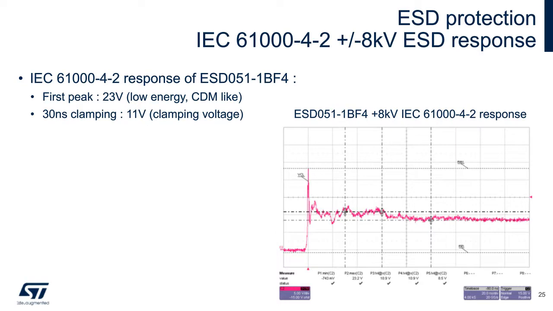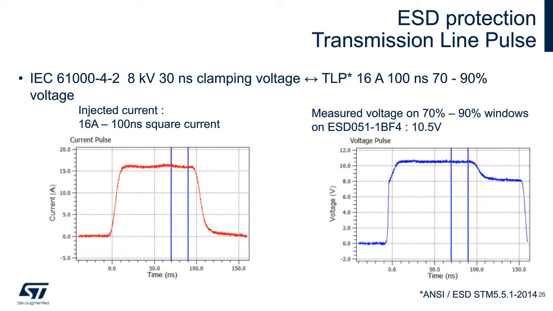To perform ESD analysis, transmission line pulse is used. A square current pulse of 100 nanoseconds is injected into the protection. The remaining voltage is then measured between 70% and 90% of the incident pulse duration. For ESD 051 1BF4 with 16 amps incident current, the TLP voltage is 10.5 volt. It's about the clamping voltage measured with 8 kV ESD IEC 61000-4-2.